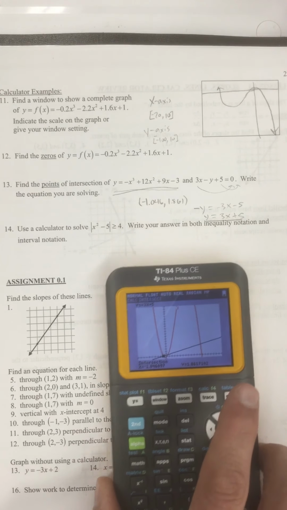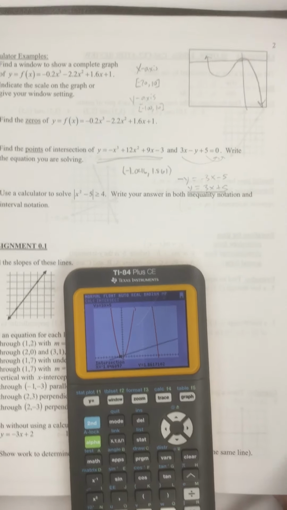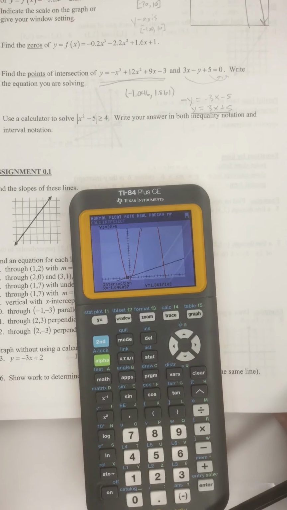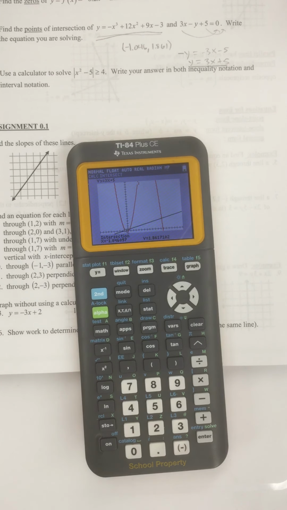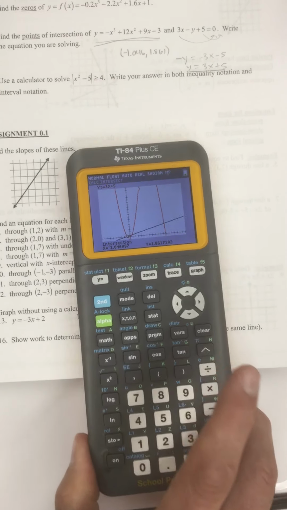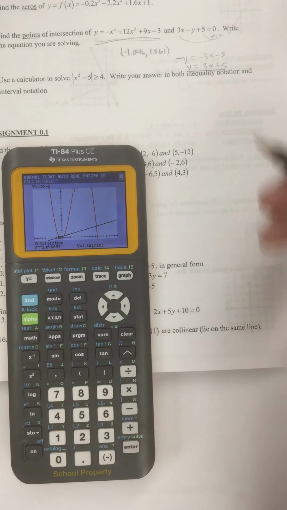Hey, one really valuable thing, we're going to use these calculators for a lot, is to solve inequalities and equations. So this last example, number 14, says use a calculator to solve the absolute value of x squared minus 5 is greater than or equal to 4. Okay, write your answer in both inequality notation and interval notation. So let's go through this.